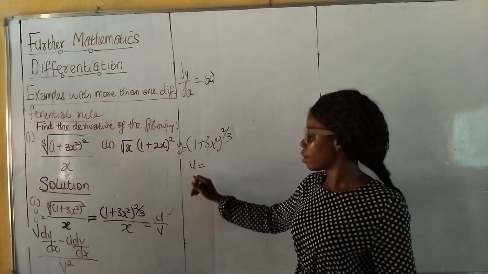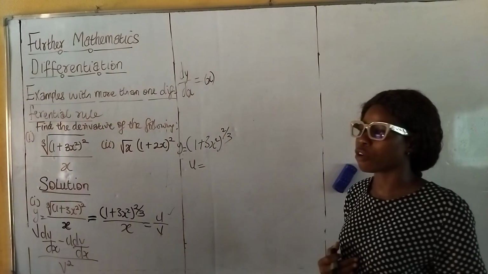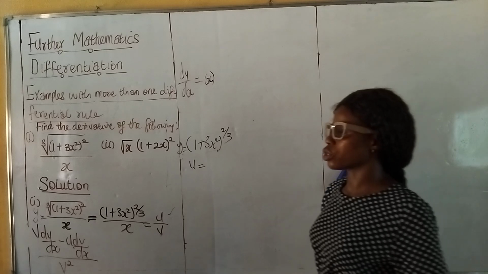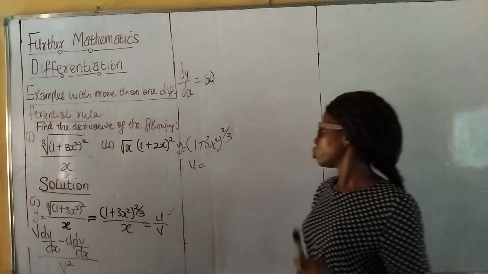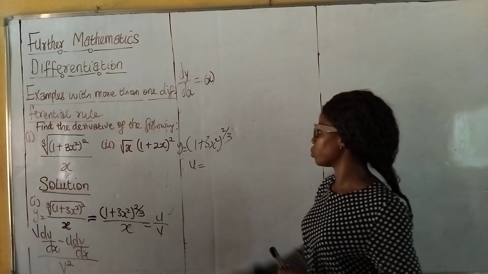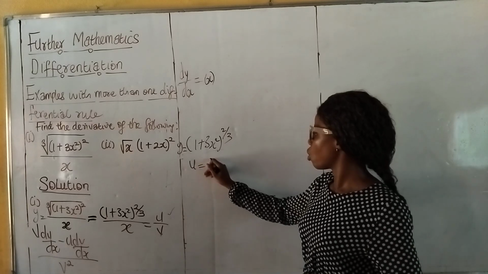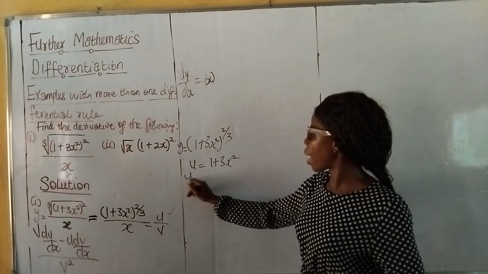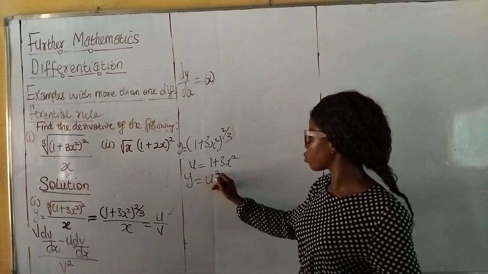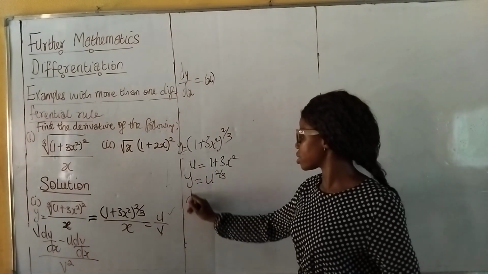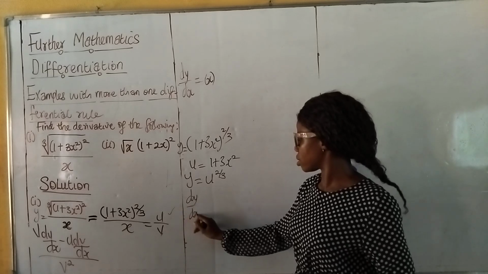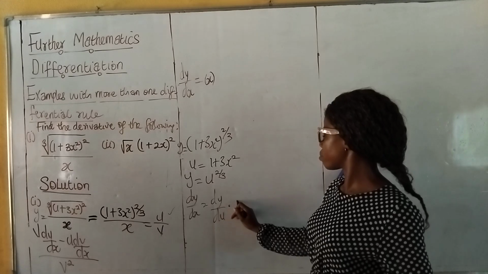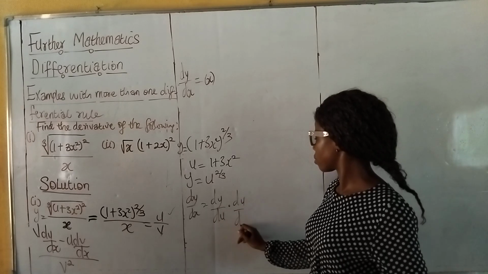Let u, remember, if you don't know how to solve using the chain rule, go back to my previous video where we solved how to use the chain rule. So u is equal to 1 plus 3x squared. Therefore, y will be equal to u raised to the power of 2 over 3. The chain rule says that dy dx is equal to dy du times du dx.